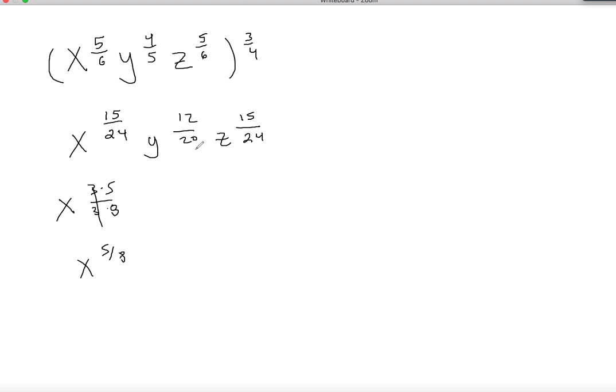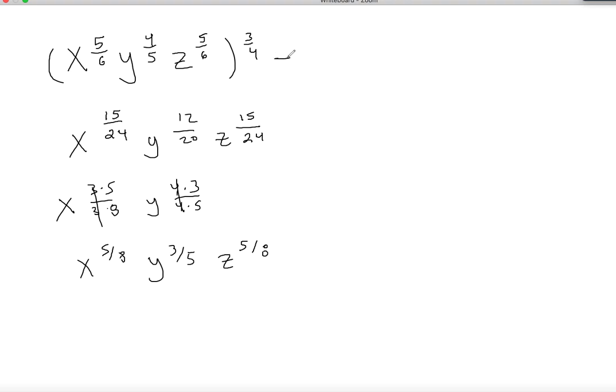Right here, 12 and 20 both have 4 in common. So this would be like 4 times 3, and this would be 4 times 5. Cancel, and now I have y to the 3/5. And then 15/24ths again, so same math as here, so that will be z to the 5/8. So that would be showing all of the steps on it.